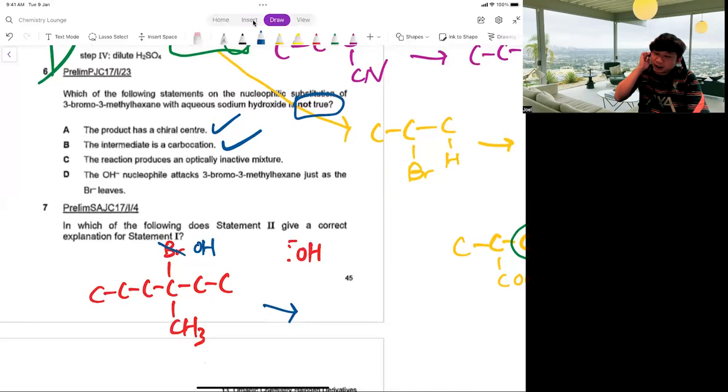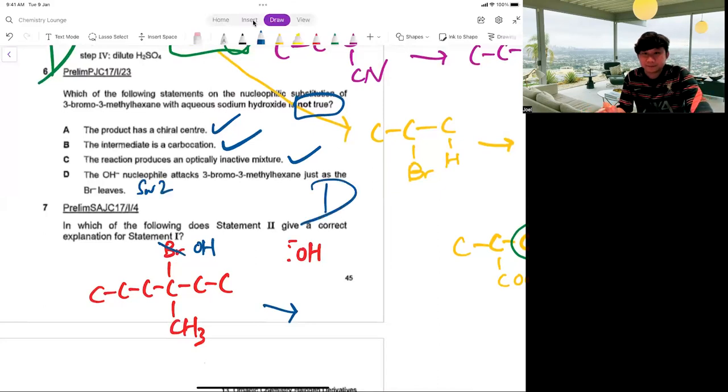Optically inactive mixture, correct? True. See what I told you just now, right? Hopefully D. The OH minus nucleophile attacks just as Br leaves. No, this I talk about Sn2, wrong. If you are asked why something undergoes Sn1 or Sn2, do you talk about the steric hindrance or the factors? Steric hindrance as well as the carbocation being more stable. Which is what I thought. You understand?